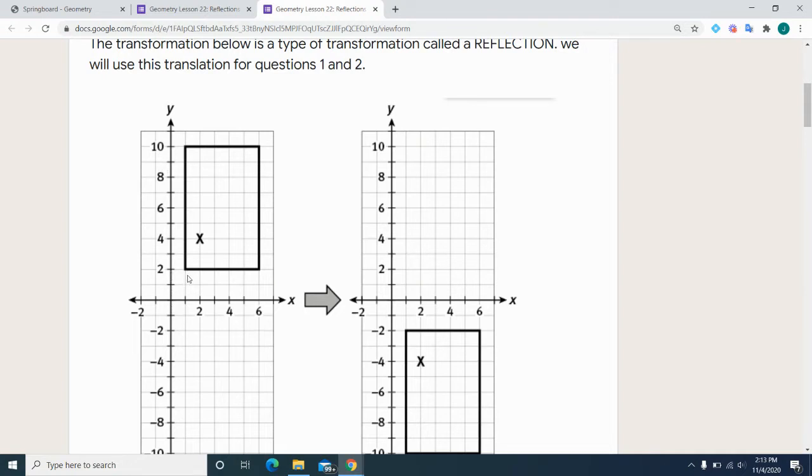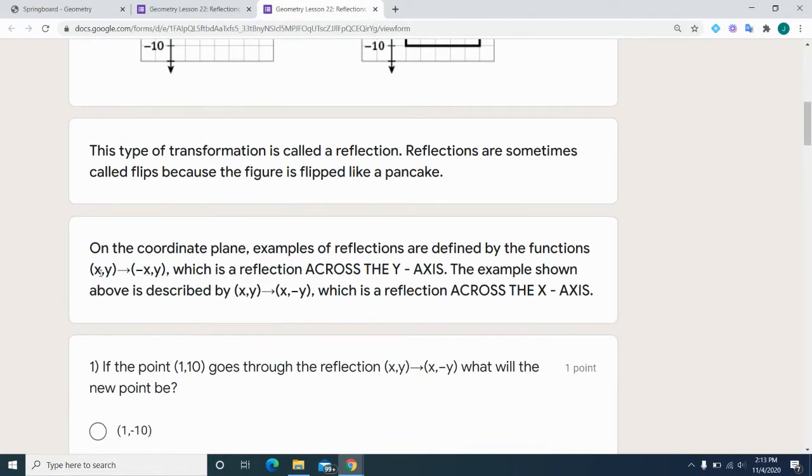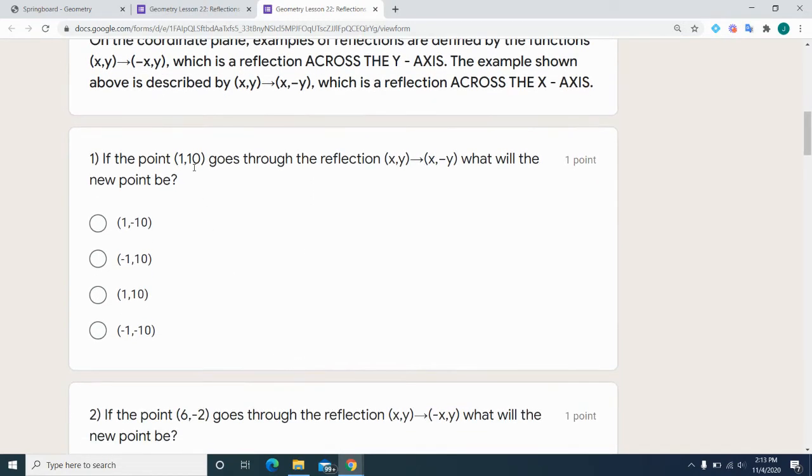And then if y becomes negative, if this is 1, 2, and you turn it into 1, -2, it would flip from here over the x-axis down here. So when you have x become negative, it reflects across the y-axis, and when you have y become negative, it reflects across the x-axis. So if the point 1, -10 goes through this reflection, it's really easy. We're making y negative, so just make the y negative right here. 1, -10, that's all.